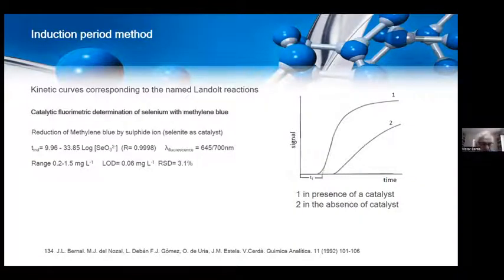Another way to apply the kinetic methods is using the induction period of the reaction. For example, this has been applied to making the fluorimetric determination of selenium using methylene blue. When you have no catalyzer, you can see that the reaction begins after an induction period. This period is decreased in the presence of the catalyst.